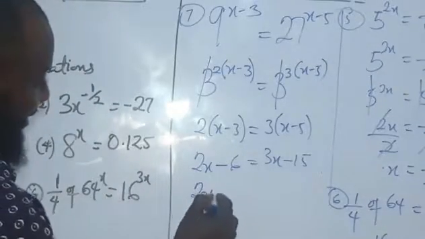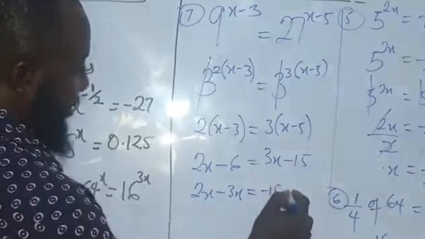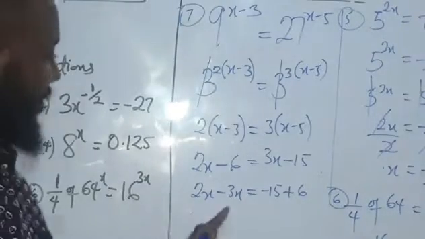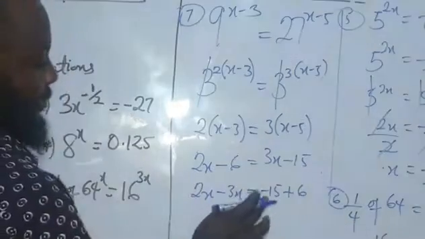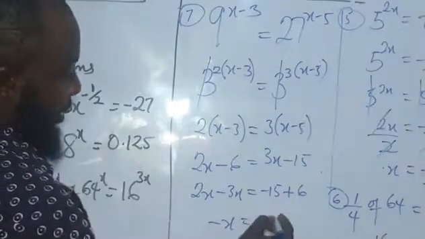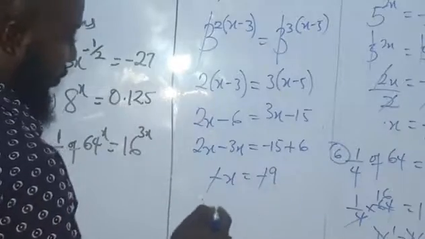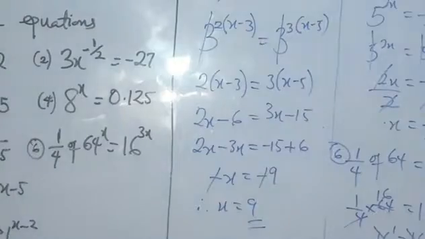So the next stage, we collect like terms. That will be 2x minus 3x equals minus 15 plus 6. I believe I'm making sense. So 2x minus 3x gives us minus x equals, minus 15 plus 6 gives us minus 9. So we cancel the minus. Therefore, x equals 9. I believe this is very clear.